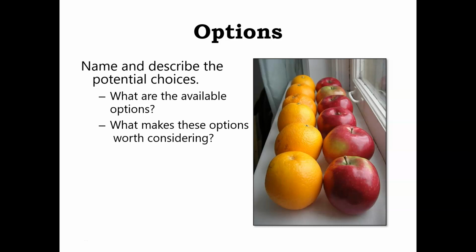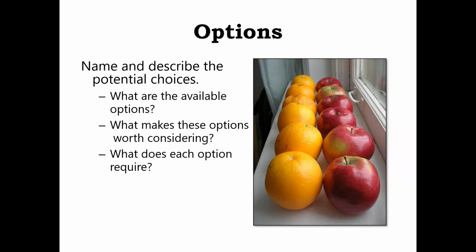What makes them worth considering as well? If you just say, you have apples and you have oranges, well, that's nice, but why do I have apples and oranges? Why might they be good ideas? Is there anything particular that each option requires?